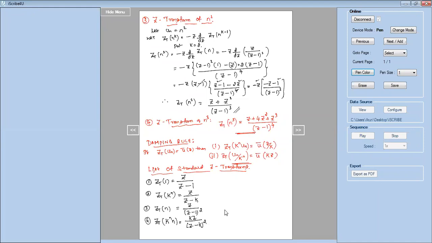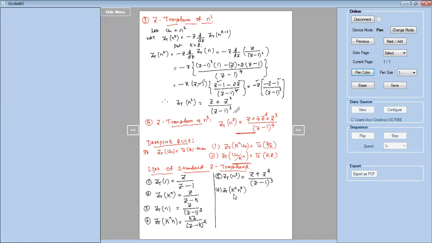Now similarly, the next, the fifth one, is the Z transform of n square. The formula we have already derived today: z plus z square divided by z minus 1 whole cube. This is the formula for the Z transform of n square. Now using the damping rule, I'll write one more, that is the Z transform of k power n into n square.